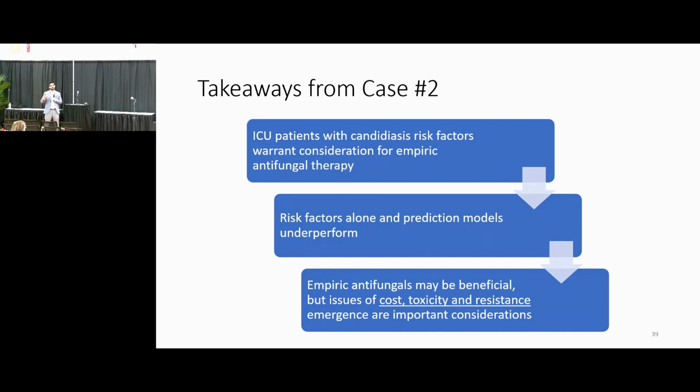The IDSA guidelines for invasive candidiasis make clear note about this, because these Candida scores haven't really taken off. They're not that sensitive, they're a bit cumbersome, and they don't work as well as you would want them to perform.